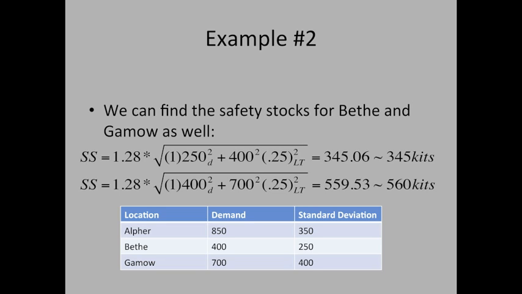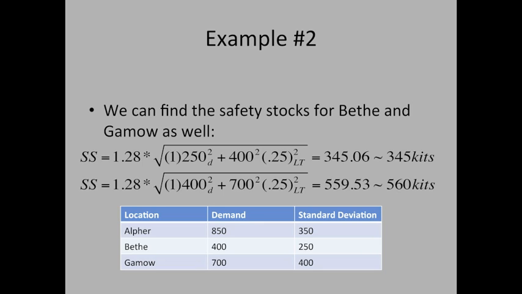Now, we can also find the safety stocks for the other two locations. For beta, the safety stock is about 345 kits, and I think a little bit of explanation is deserved here. It is good practice to round up when it comes to safety stock, because if you want at least 90% in this case, you want to be above 345.06, so you would officially round up to 346. However, 345 in this case is close enough. If we ordered 345, our service level would probably be 89.95 or something along those lines. So in this case, it's okay to round down. For the safety stock of the other one, about 560 kits.